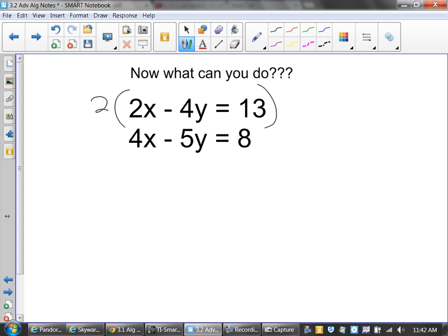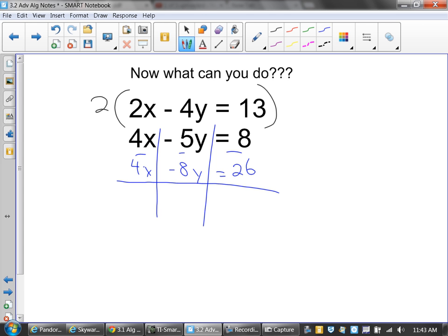When you say same sign, what does that mean? Like sign. It'd be 4x, 4x. I can subtract them out. So by multiplying the top one by 2, I get the following: 4x minus 8y is 26. Everybody agree? All I did was write it below it, and now I have a subtraction problem.